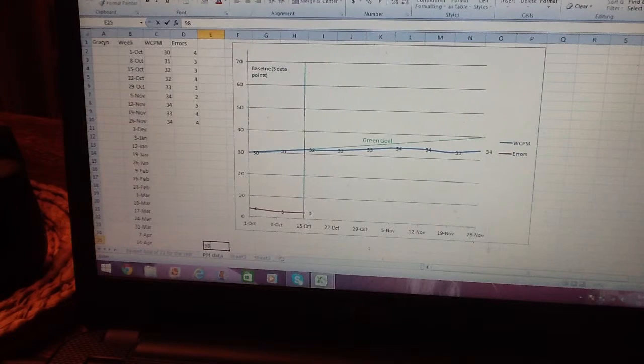What you see here is I have taken the data. There were 9 weeks listed on the homework part 2, and I simply assigned them dates. Column B is the data collection dates, column C is words correct per minute, and column D is the errors. I began by plotting the first 3 points, October 1st, 8th, and 15th, or week 1, week 2, week 3. And remember, we're interested in the median. For these 3 data points during the baseline, the median for Grayson is 31.